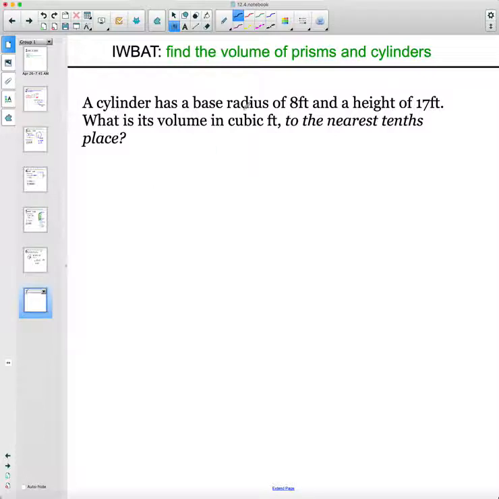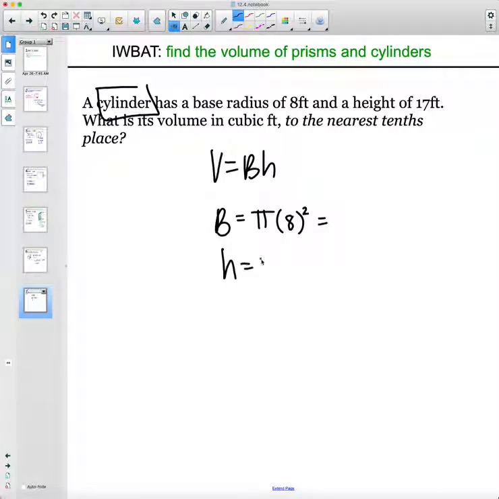A cylinder has a base radius of 8 feet and a height of 17. Find the volume. Okay, so again, volume is area of the base times the height. Remember that the base shape in a cylinder is a circle. So it's going to be pi times the radius squared, which they gave us the radius as 8. And then they told us the height is 17.